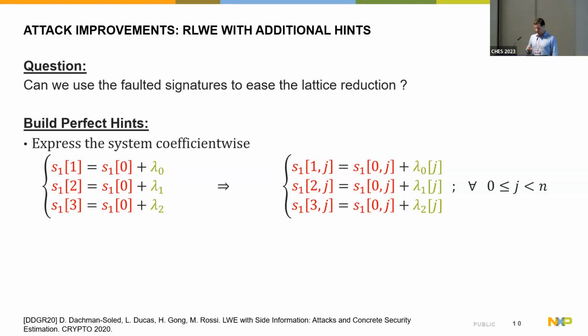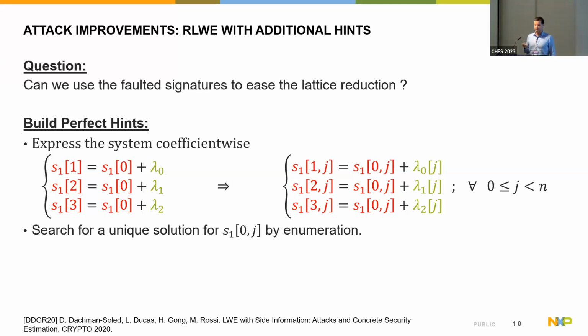Essentially, here you have the system of equations I just described before. These are polynomials, and everything is just addition, so you can express that as addition coefficient-wise. And on the right here, you just rewrite it as n systems of equations like this. What's important to note is that the coefficients of S1 are quite small. So what you can do is search for a unique solution for all the coefficients of S1 independently, and because they are small, they are super easy to enumerate.